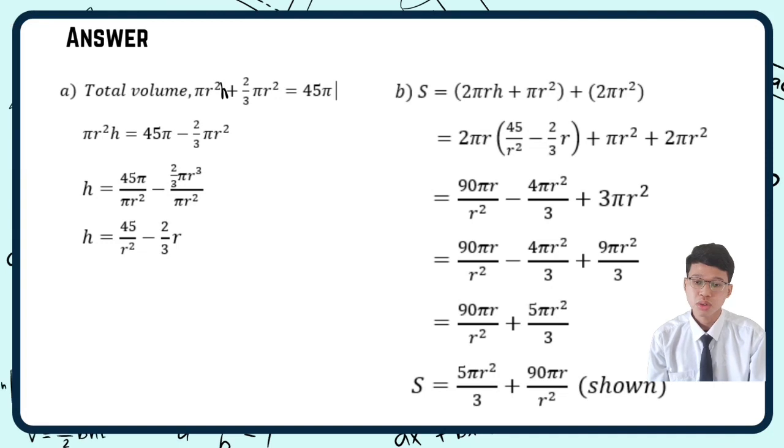So then we will get the total volume of pi r square h plus 2 over 3 pi r cube equal to 45 pi. Then we switch the place of pi r square h with 45 pi. Thus, we will get pi r square h equal to 45 pi minus 2 over 3 pi r cube. Finally, we solve and simplify the equation and we will get h equal to 45 over r square minus 2 over 3 r.